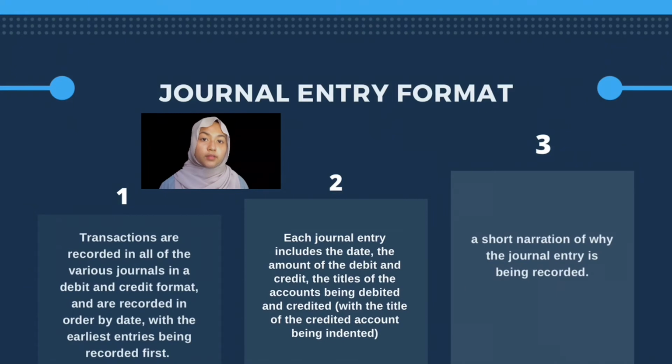Journal entry format. Transactions are recorded in all of the various journals in a debit and credit format, and are recorded in order by date, with the earliest entries recorded first. These entries are called journal entries since they are entries into journals. Each journal entry includes the date, the amount of the debit and credit, the title of the account being debited and the title of the account being credited, and also a short narration of why the journal entry is being recorded.